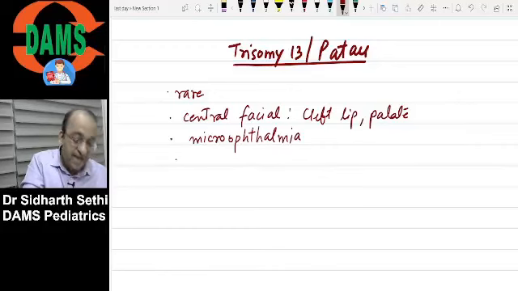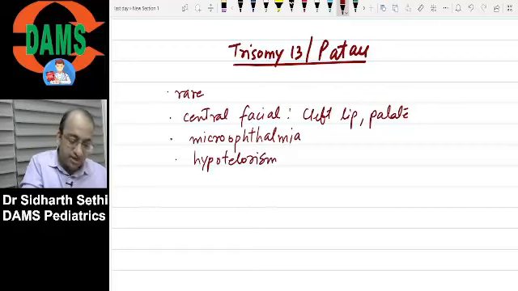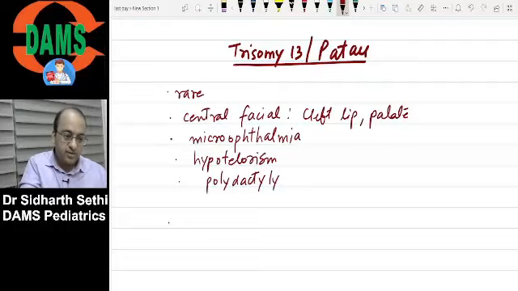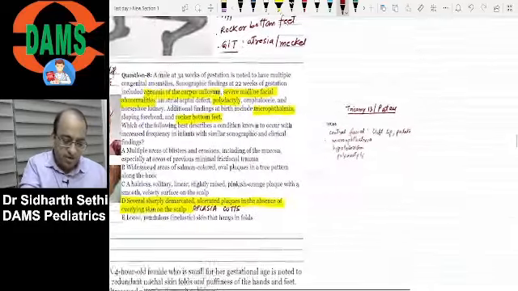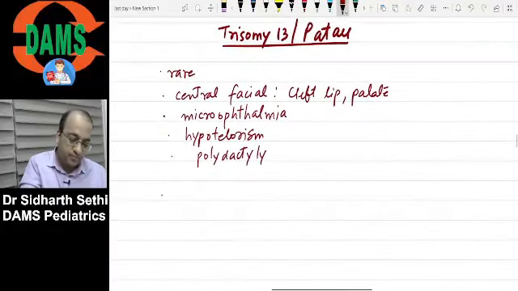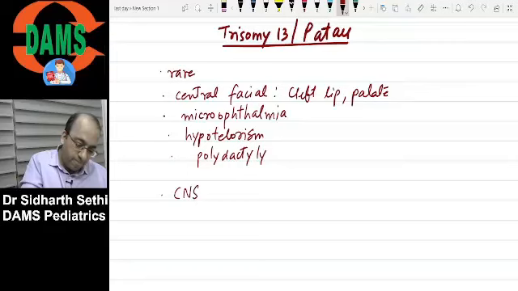the eyes may be close to one another, called hypotelorism. They may have an extra finger, polydactyly. Now I told you Edwards syndrome has gut abnormalities, but these are plaques. These are ulcerated plaques.